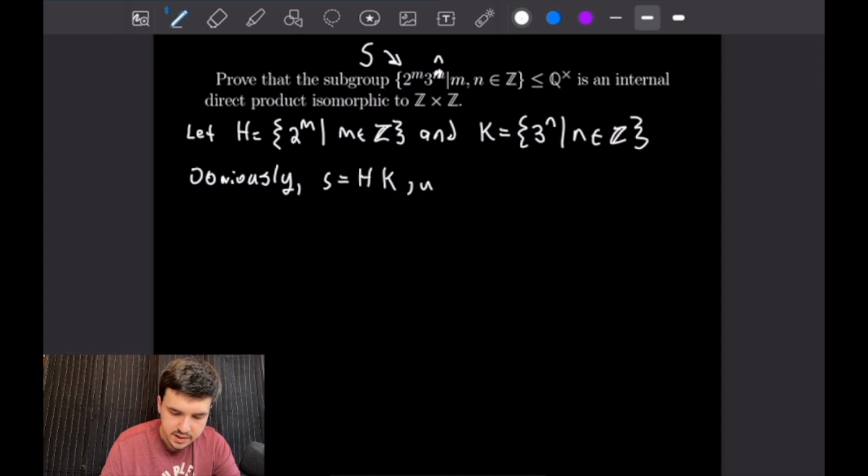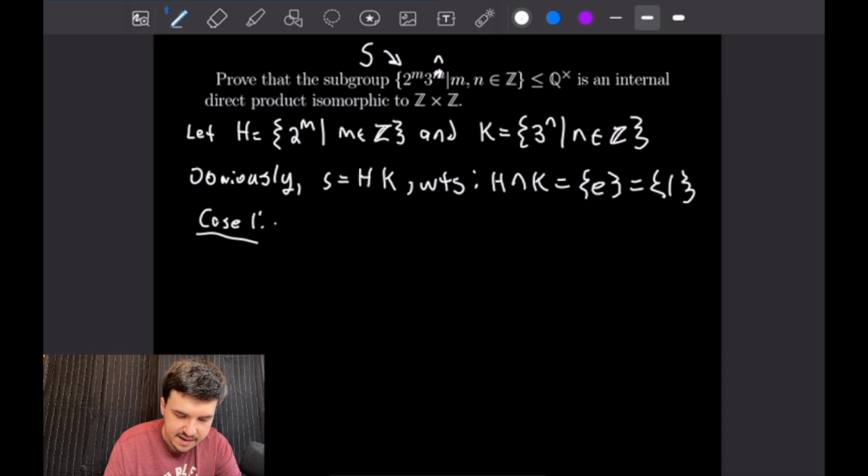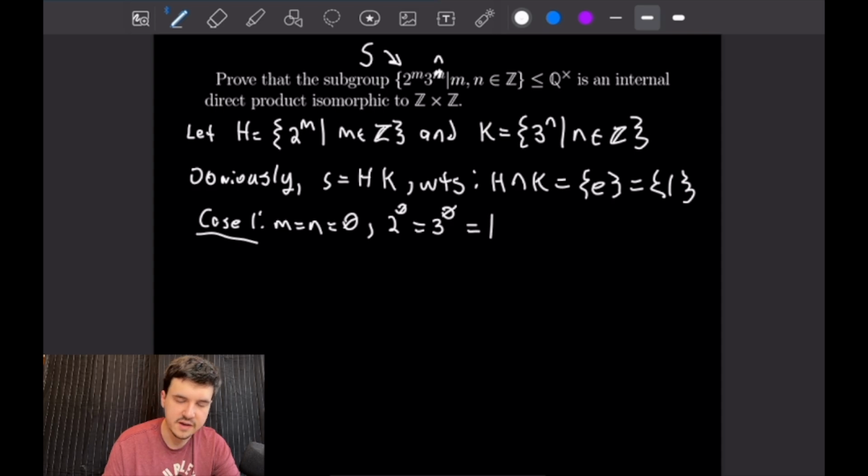So that means that all we need to show is that H intersect K is equal to just the identity element, which in this case will be just 1. Great. So let's consider two cases then. So case 1 is that we have m is equal to n, which is equal to 0. And that will give us the following. We will have 2 to the 0 is equal to 3 to the 0, which is equal to just 1. So that means we will obviously have that 1 is in the intersection of H intersect K.